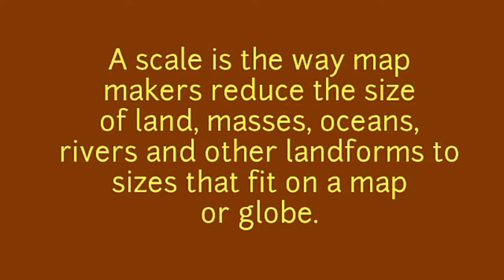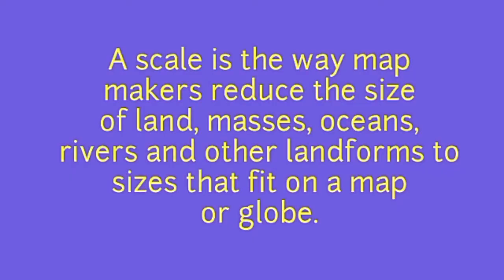Now we'll move on to the next, which is a scale. A scale is the way map makers reduce the size of land masses, oceans, rivers, and other land forms to sizes that fit on a map or globe. So the way you see the scale or the map, that is not really how it looks on ground. So map makers make sure they get a scale which is fit to be entered into the map.